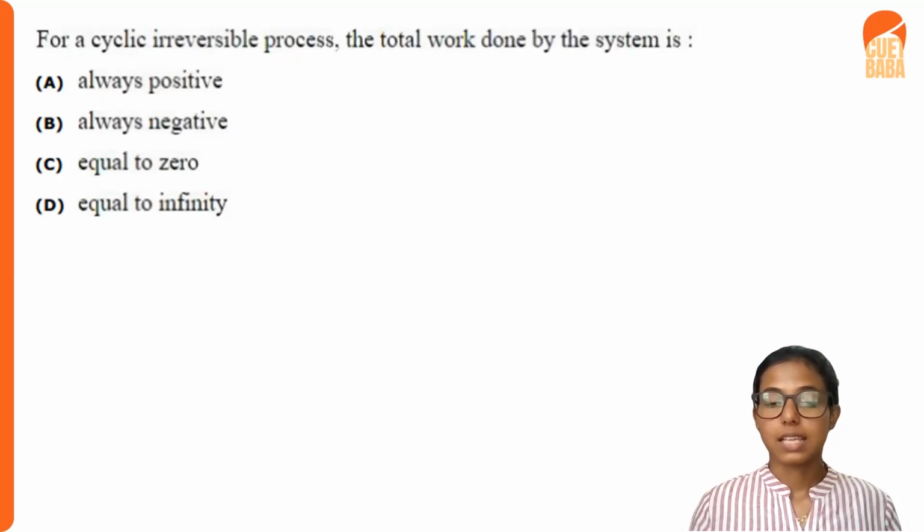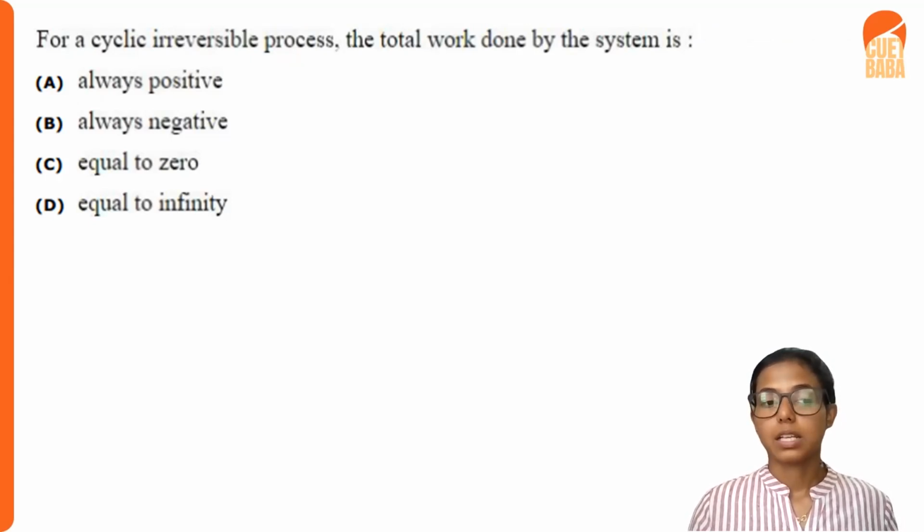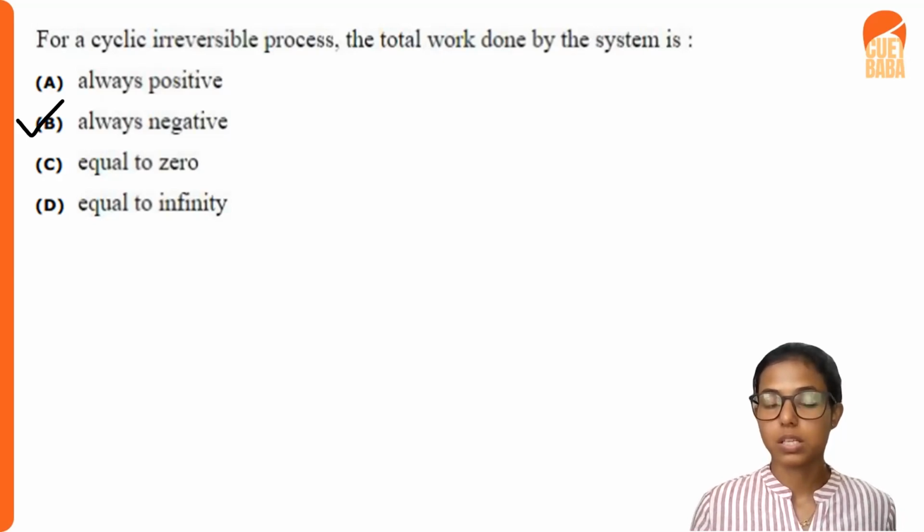Next question. For a cyclic irreversible process, the total work done by the system: it is a cyclic process and it is irreversible. That process cannot be changed in the opposite direction. So for a cyclic irreversible process, the total work done by the system is option A, always positive, B, always negative, C, equal to 0, option D, equal to infinity. This question is from a theory point of view, and the answer is always negative.